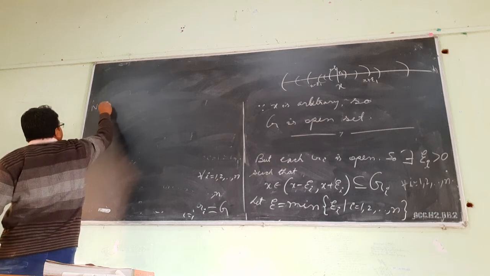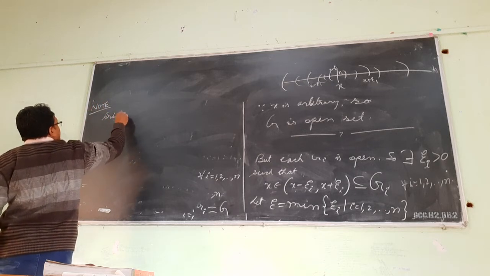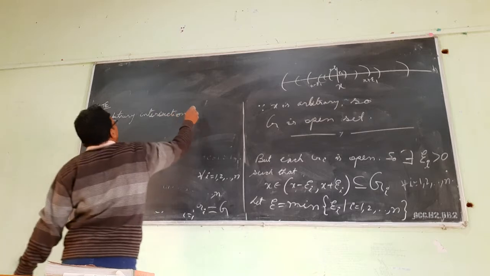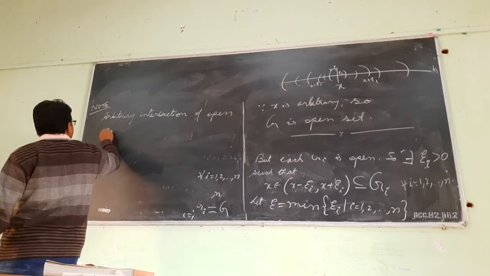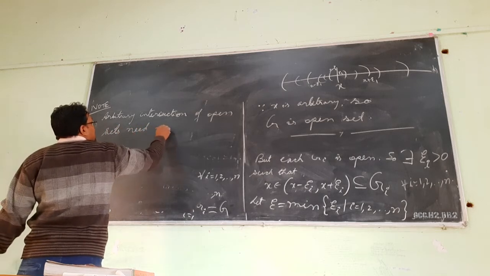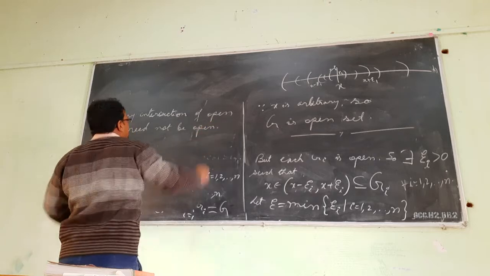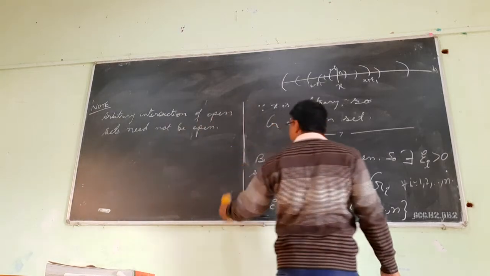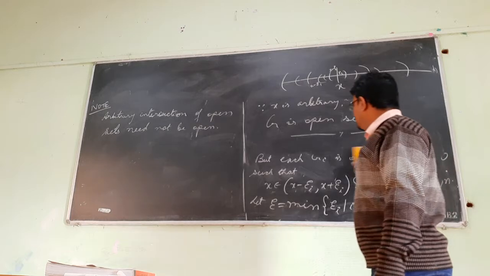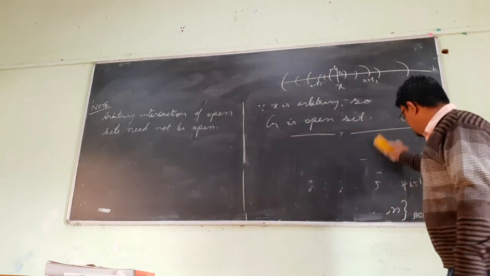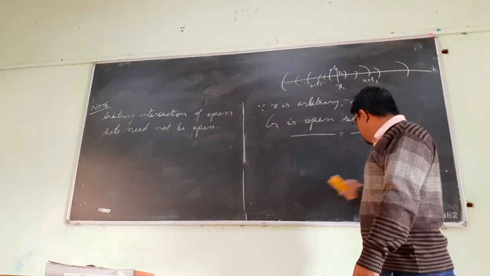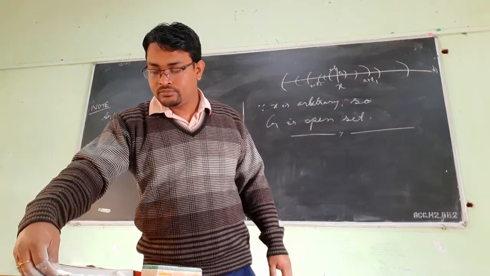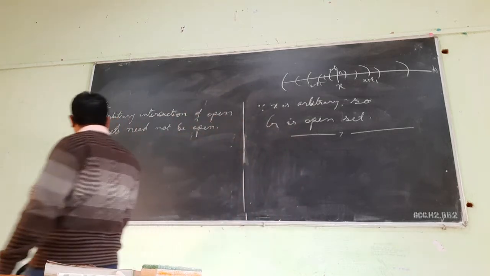So note that arbitrary intersection of open sets need not be open. Arbitrary intersection of open sets may not be open. So what is an example? An example is this.